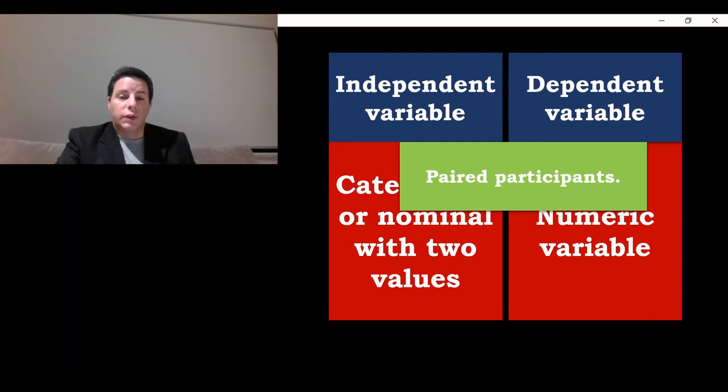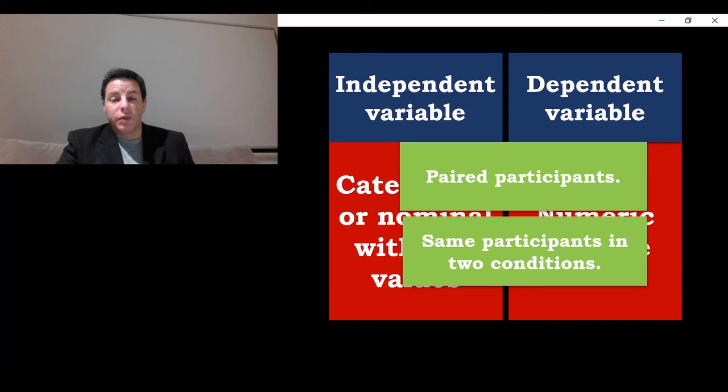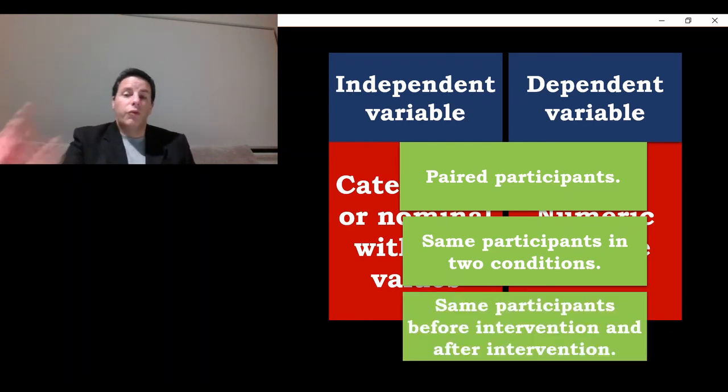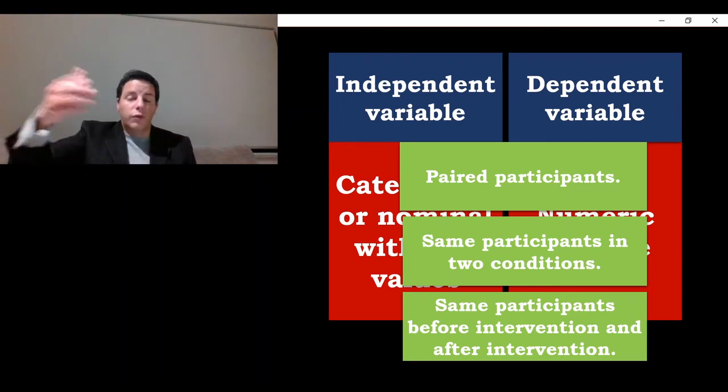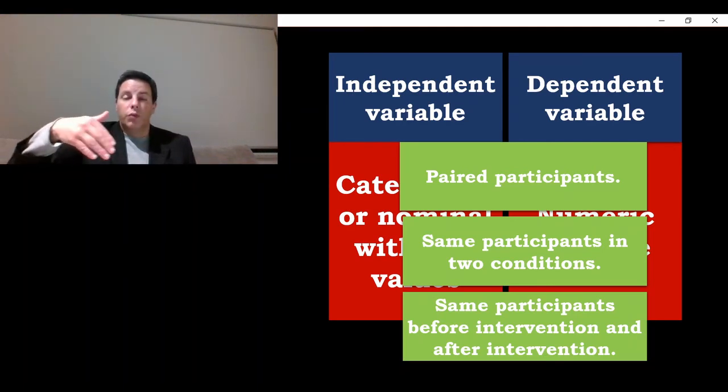paired samples t-test. Or the same participants in 2 conditions, or the same participants before intervention and after intervention. So let's say we measure the participants' depression before going through psychotherapy, and after going through psychotherapy, we measure them again in depression, and then we calculate the difference. So these are the main instances in which we use the paired samples t-test.